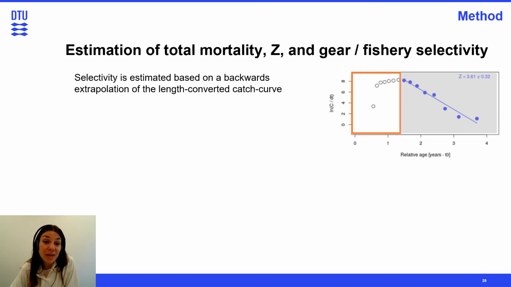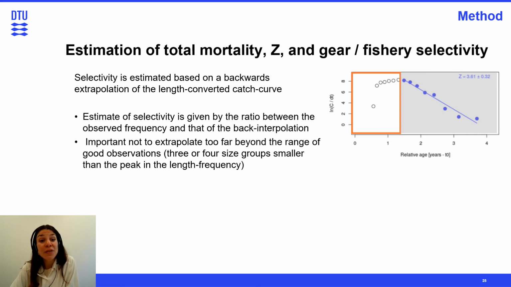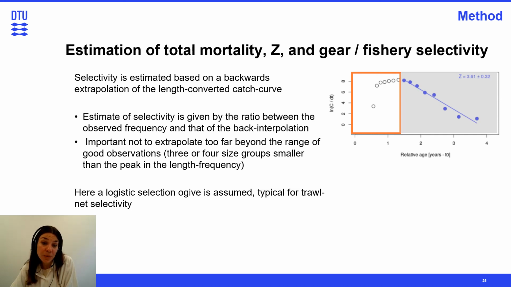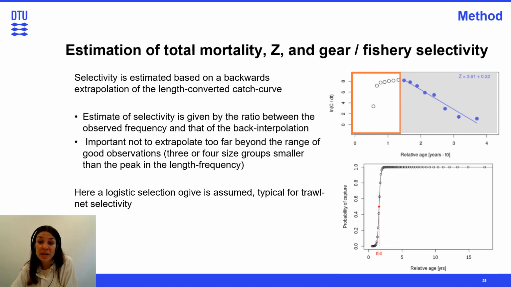The catch curve method also allows for the estimations of selectivity parameters, which can be deducted from the left-hand side of the curve. This is under the assumption that if Z were to be constant over the considered size range, this extrapolation represents the number that would have been caught if there was no exploitation. Therefore, the estimate of selectivity is given by the ratio between the observed frequency and that of the back interpolation. It is currently only possible to use a logistic selection ogive in TropFishR typical for trawl net selectivity.